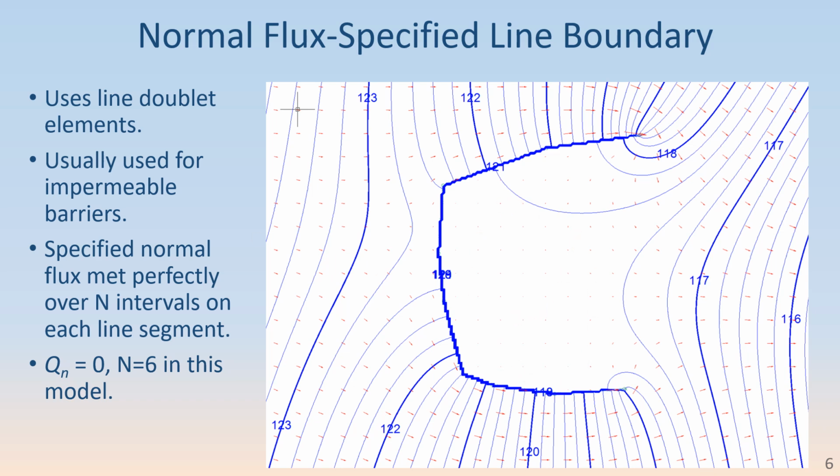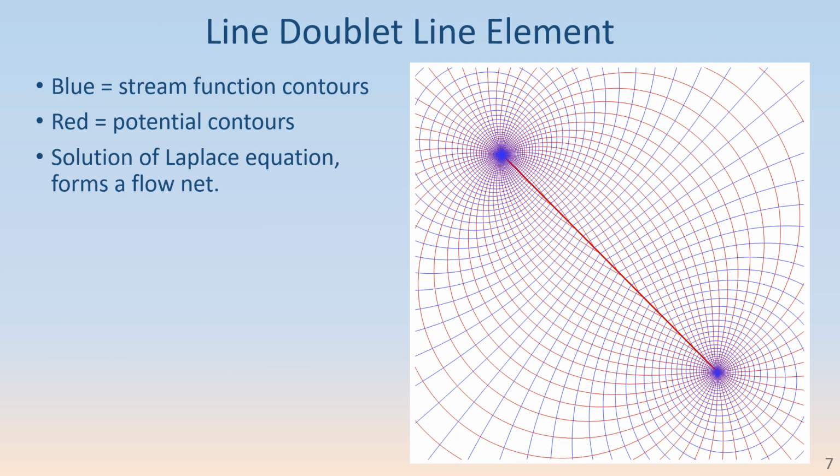of it. A line doublet element results from integrating a point dipole along a line with a dipole oriented perpendicular to the line. And a dipole is the limit as a source and sink of the same magnitude approach a point. And there's no net discharge for a dipole or for a line doublet or line dipole element. It creates a discontinuity in the potential, which is shown red on the plot here, but the stream function, which is blue contours, is continuous across this.